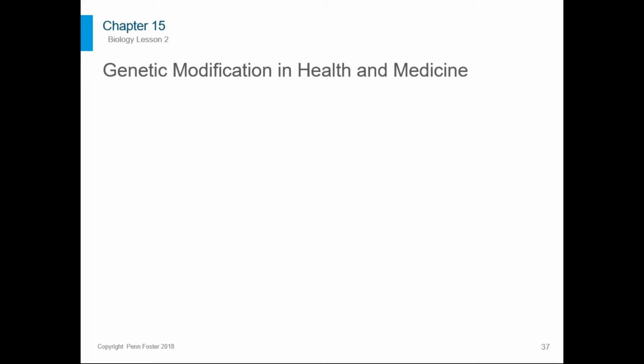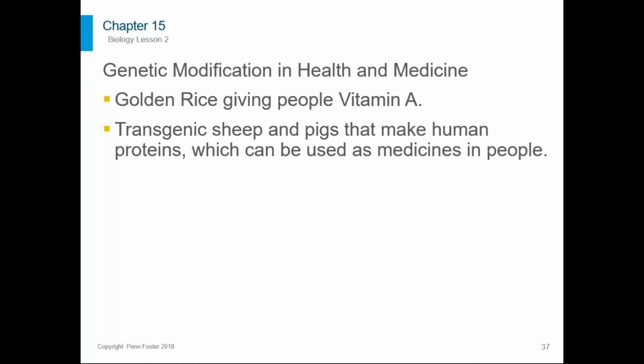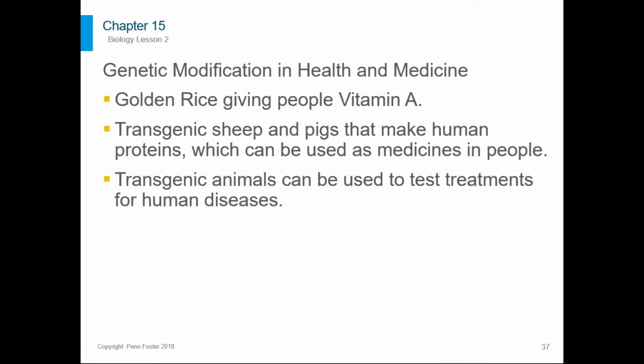All right, so section 4 is about uses of genetic modification in health and medicine. So we've already mentioned the golden rice giving people vitamin A, and that's awesome. There are also laboratories that have transgenic sheep and pigs, which make human proteins that can be used as medicines in people. So it's using this recombinant DNA where the genes for those proteins have been put into the sheep and pigs, and so they just create these proteins.